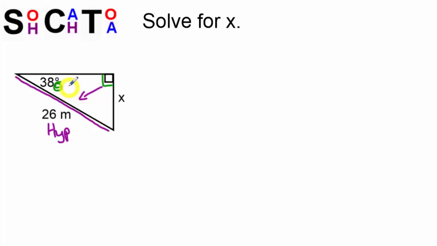The next side to label is the opposite side. The opposite side of the triangle is the side that's always across the triangle from theta. So that's why we need to label theta first. All right, so here is the opposite side, and then the final side is the adjacent.